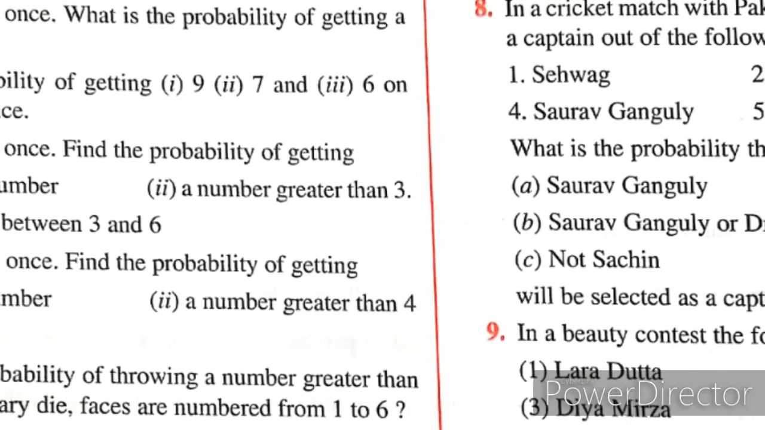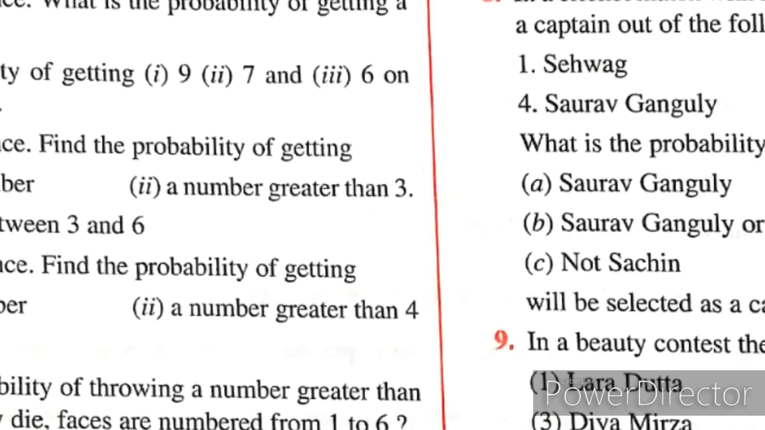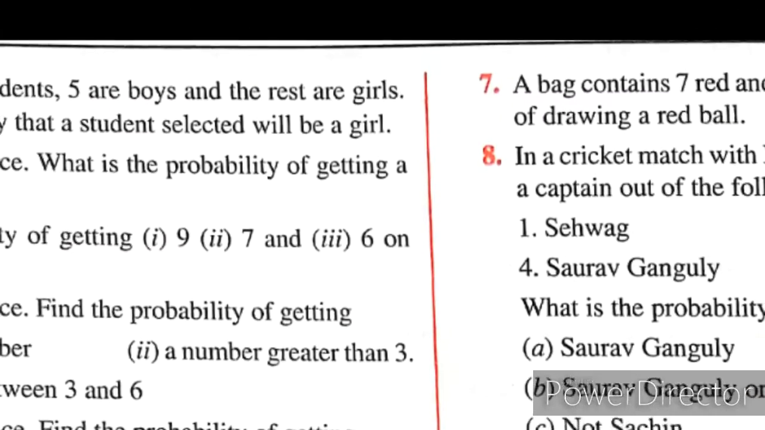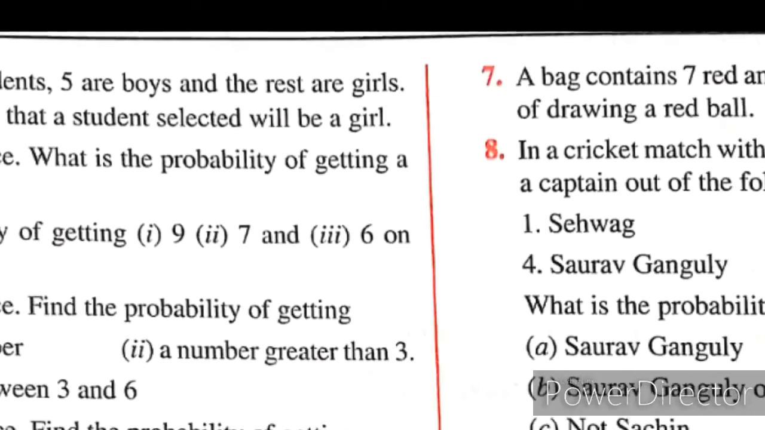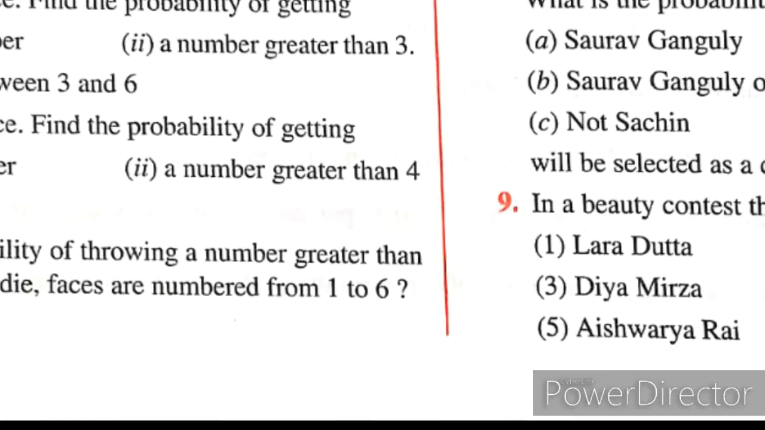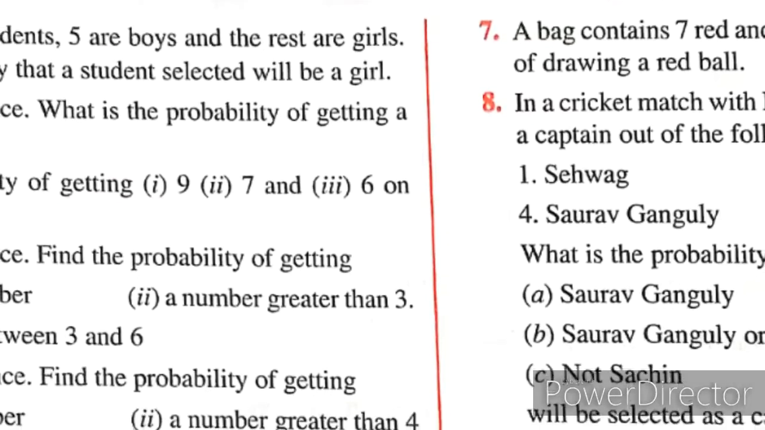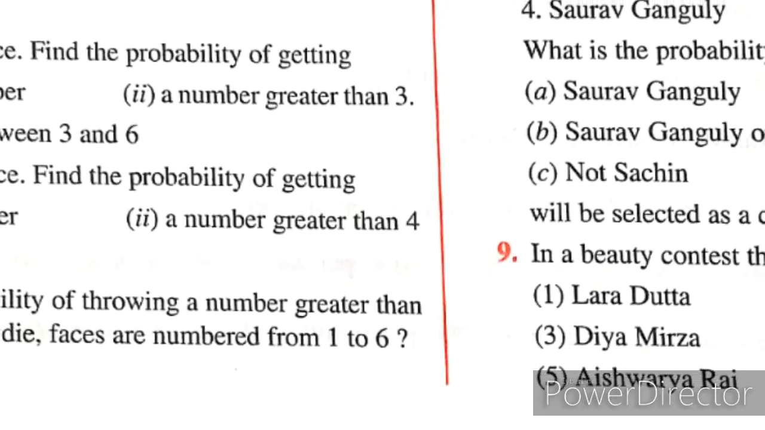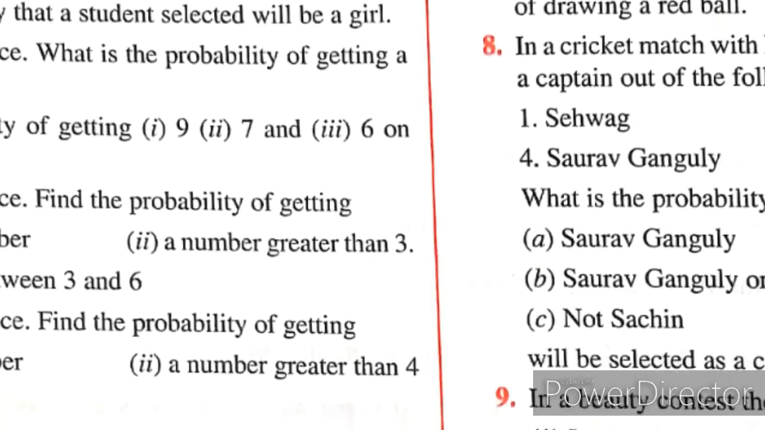First one: in a class of 12 students, 5 are boys and the rest are girls. Find the probability that a student selected will be a girl. Here in this problem, total number of students equals 12, number of boys equals 5, number of girls will be 12 minus 5, which is 7. So the probability that a selected student will be a girl is 7 by 12, which is number of outcomes favorable to the condition by total number of outcomes. Here total number of students is 12 and number of girls is 7. So 7 by 12 we can write.